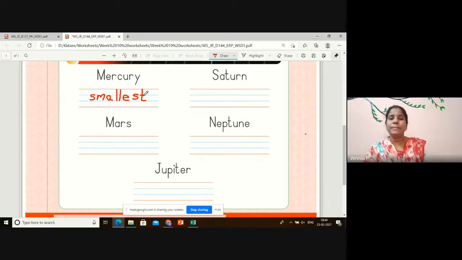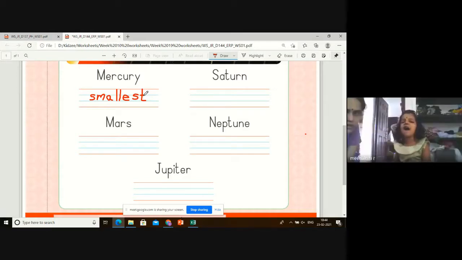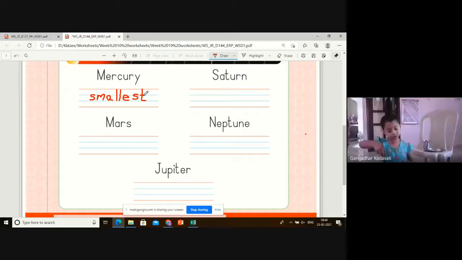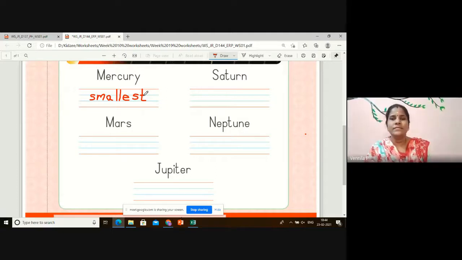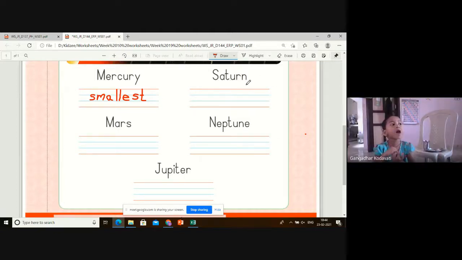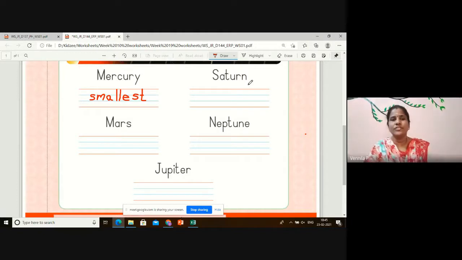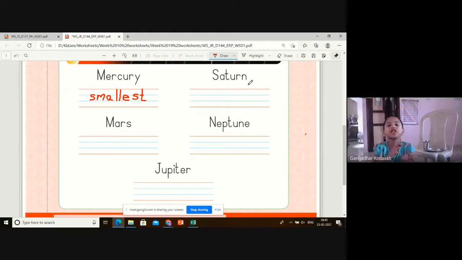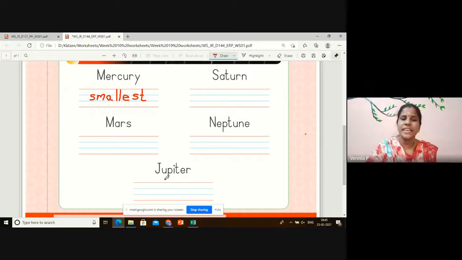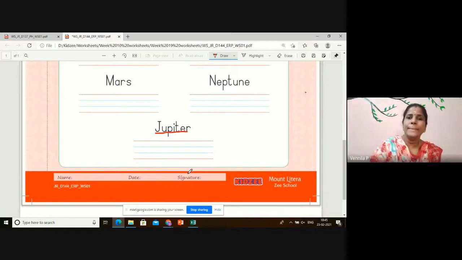Next, we are going to write the biggest planet. Which is the biggest planet? Jupiter. Where is Jupiter? Which one is Jupiter? Come on, tell me. This one is Jupiter? Yes or no? Which one? Simon. Okay, which letter does Jupiter start with? Very good. Jupiter starts with letter J. So here we write Jupiter. Here we are going to write biggest.